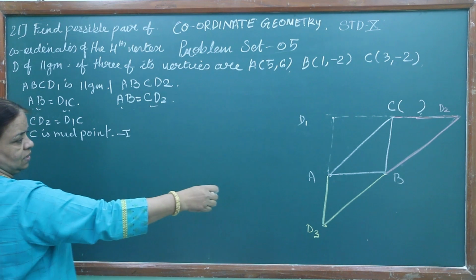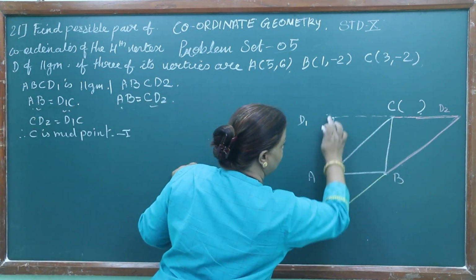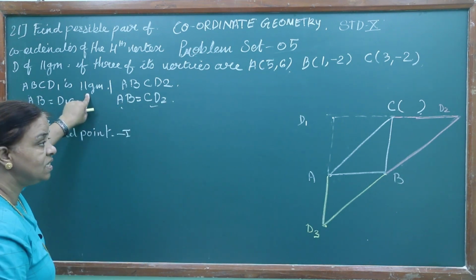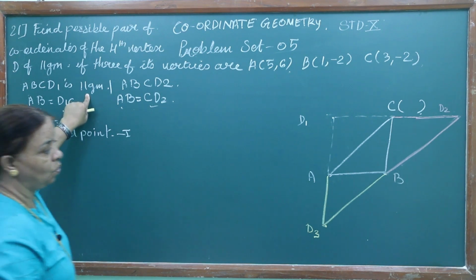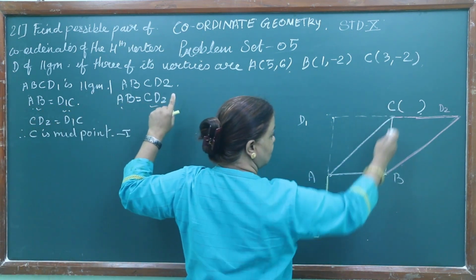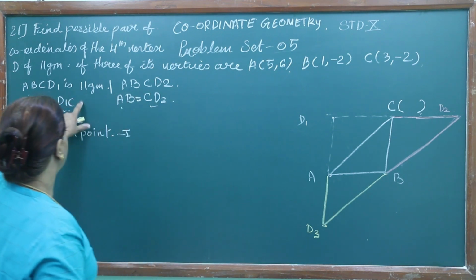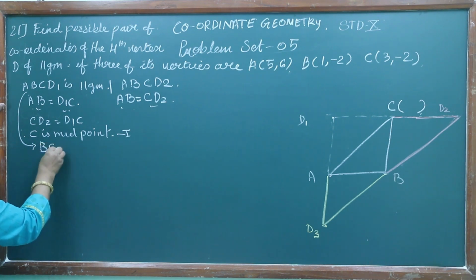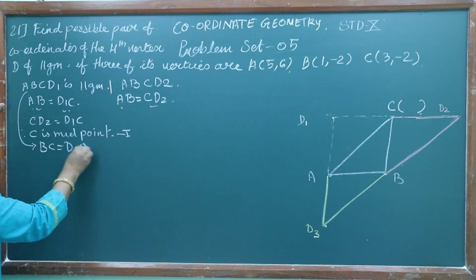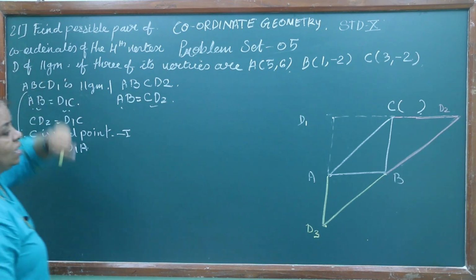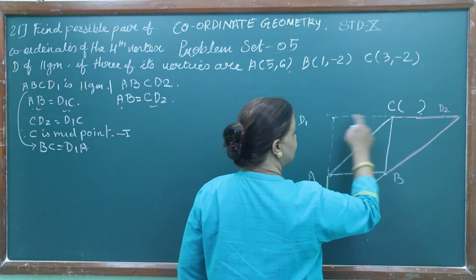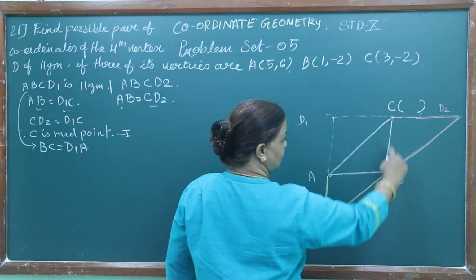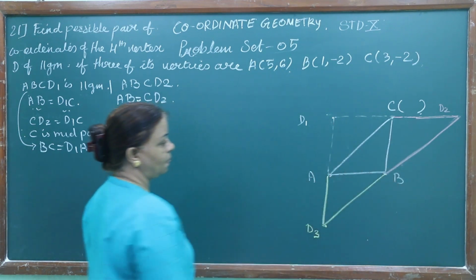Now A, B, C, D1 is a parallelogram. So AB is equal to D1C. Also BC is equal to D1A. Okay, we can write now when this is the parallelogram, BC is equal to D1A when ABCD1 is a parallelogram. Then BC is equal to D1A.